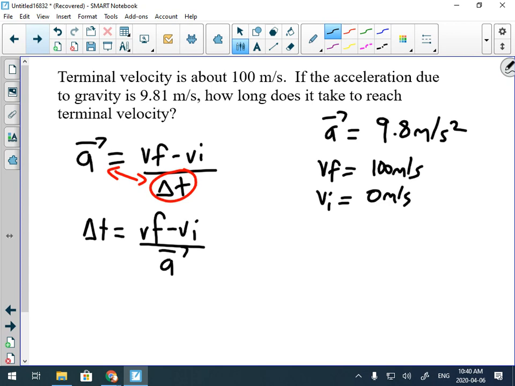Our velocity final is 100 meters per second. Our velocity initial is 0 meters per second. And our acceleration is 9.81 meters per second squared. Okay, so all I have to do is divide that out. So hopefully you can refer back to this video and some of the problems you'll do today. I get 10.2 seconds.